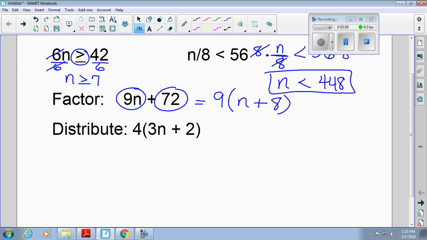All right, the next one, distribute. That means you're going to take this number on the outside and multiply it by all of the terms on the inside of those parentheses. So in this case, we have 4 times 3n, which is 12n, plus 4 times 2 is 8. And that was the end of our bell ringer for today.